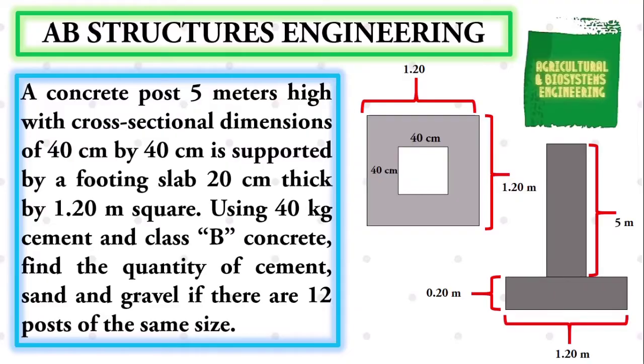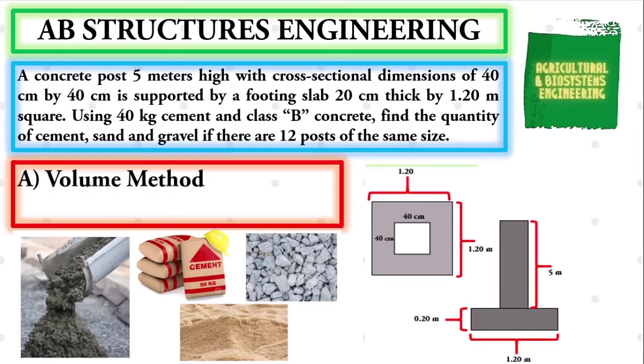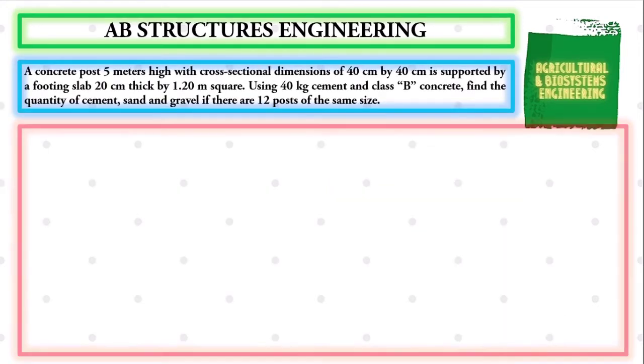Structurally, a post is always supported by a slab called footing or foundation. Estimating the quantity of materials for these types of structures could be done by the volume method or the area and linear meter method combined for post and footing. In this problem, I will be showing you both solutions for the two methods so that we can see how it is done. We first begin with our volume method.